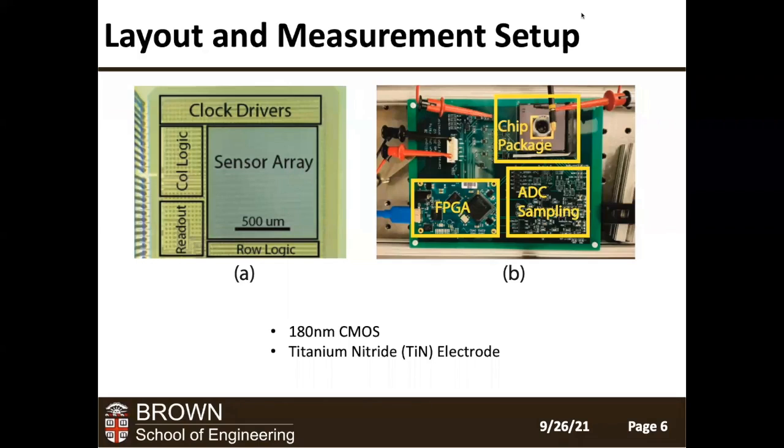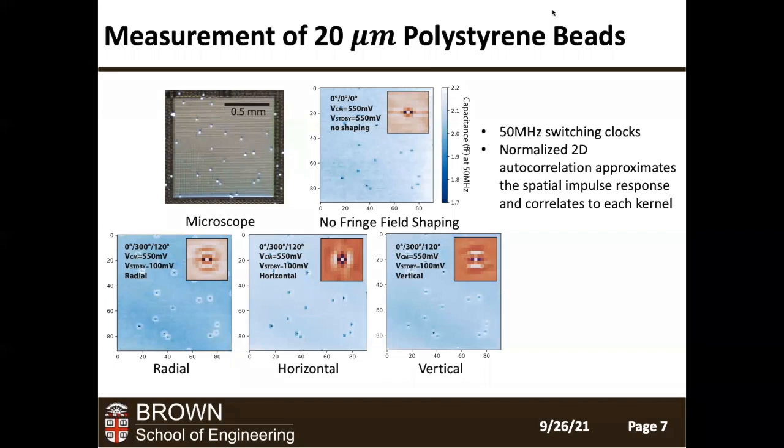This EIS sensor array uses a 180 nanometer CMOS process. We chemically etched away the top aluminum metal layer and used the underlying titanium nitride diffusion barrier layer as the electrode. Here we show the measurement with 20 micron polystyrene beads. The two figures on the top show the microscope image and the impedance image with no fringe field shaping, while the three figures on the bottom show the radial, horizontal, and vertical fringe field shaping. The switching clock is at 50 MHz.